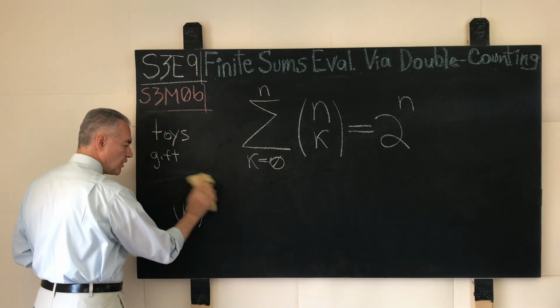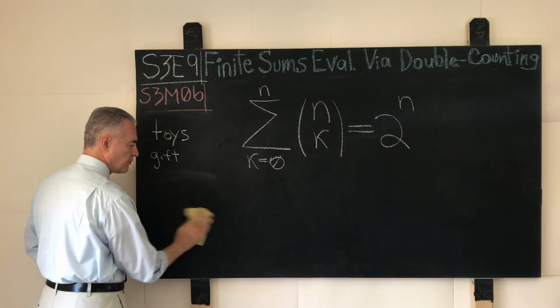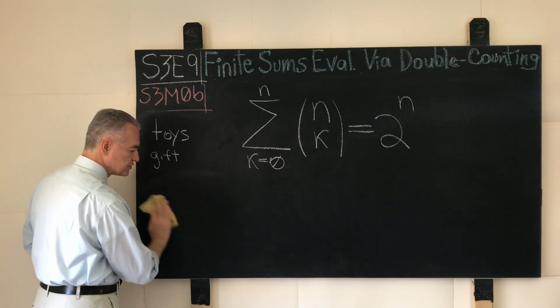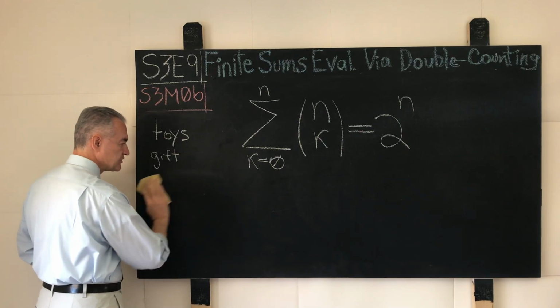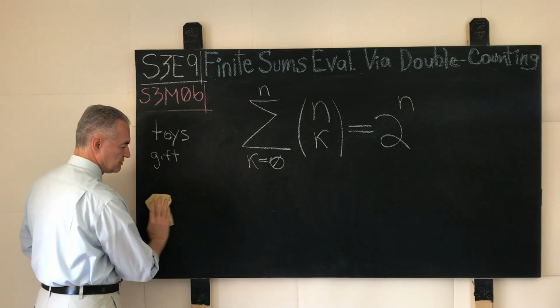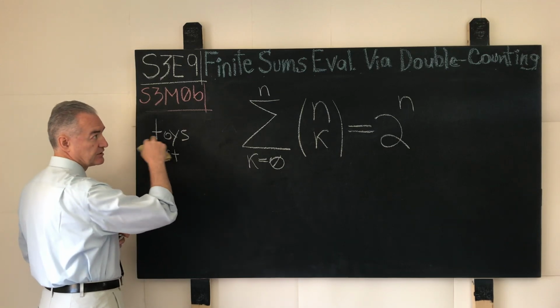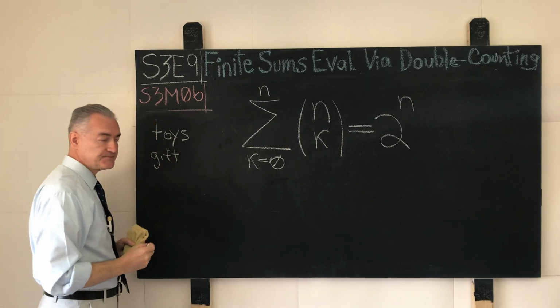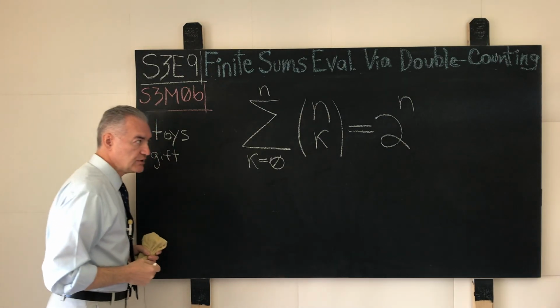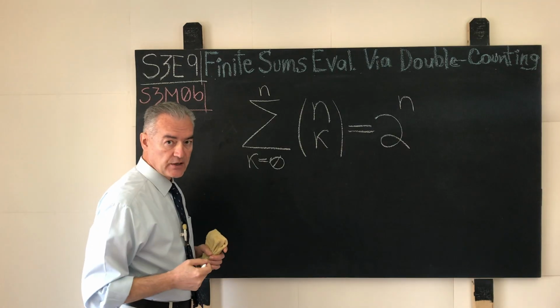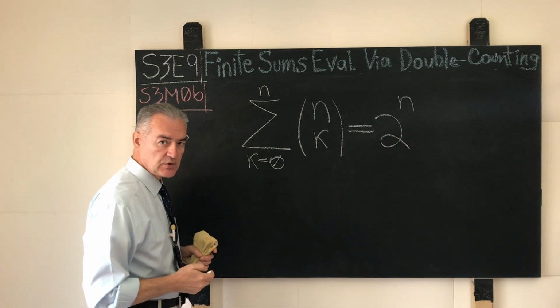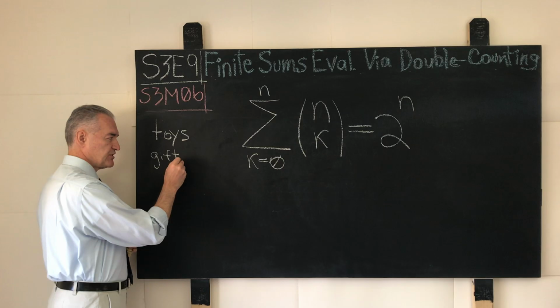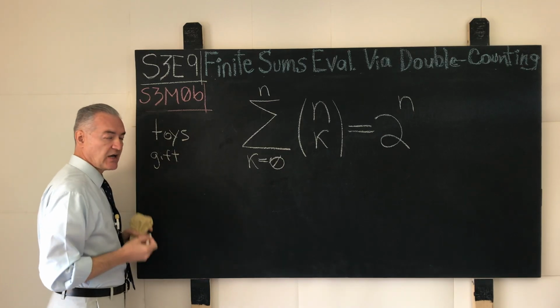That is one way of counting the total number of gifts that can be constructed from n distinct toys, k toys per gift. Now we need to invent a different way of counting the same number of arrangements, the same number of gifts.